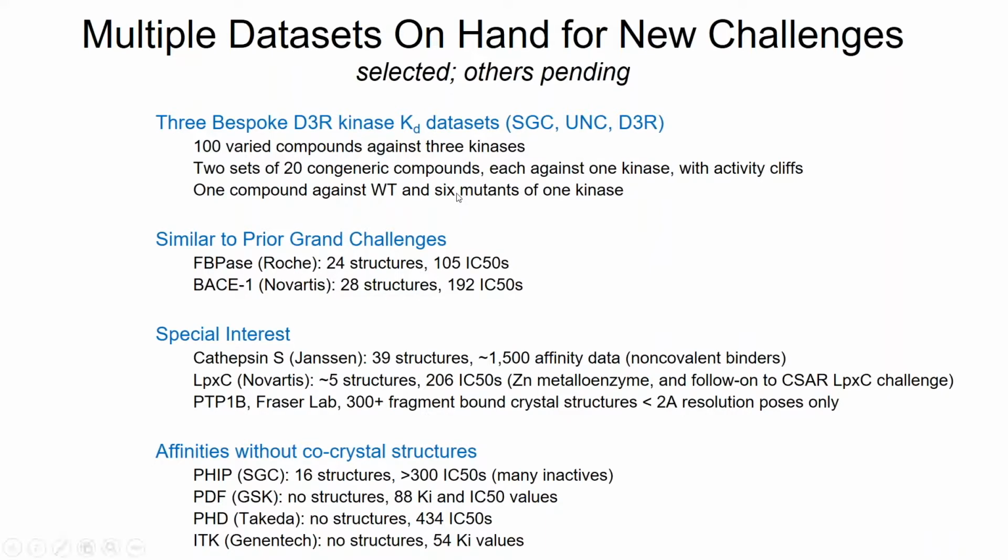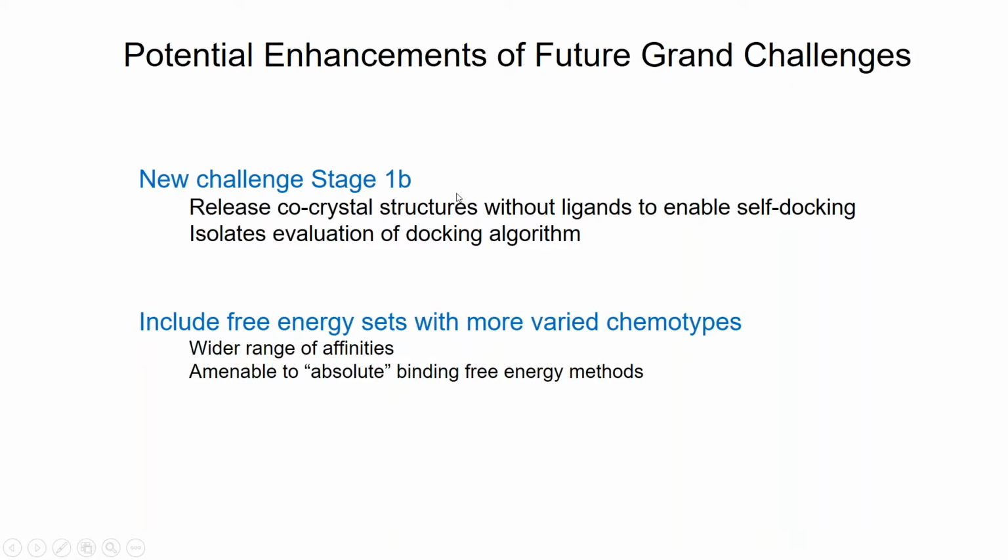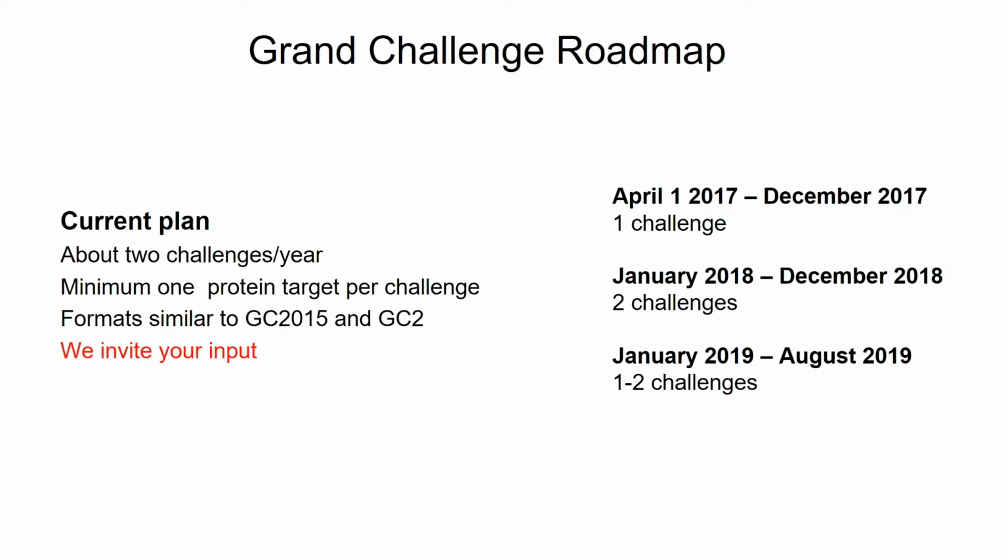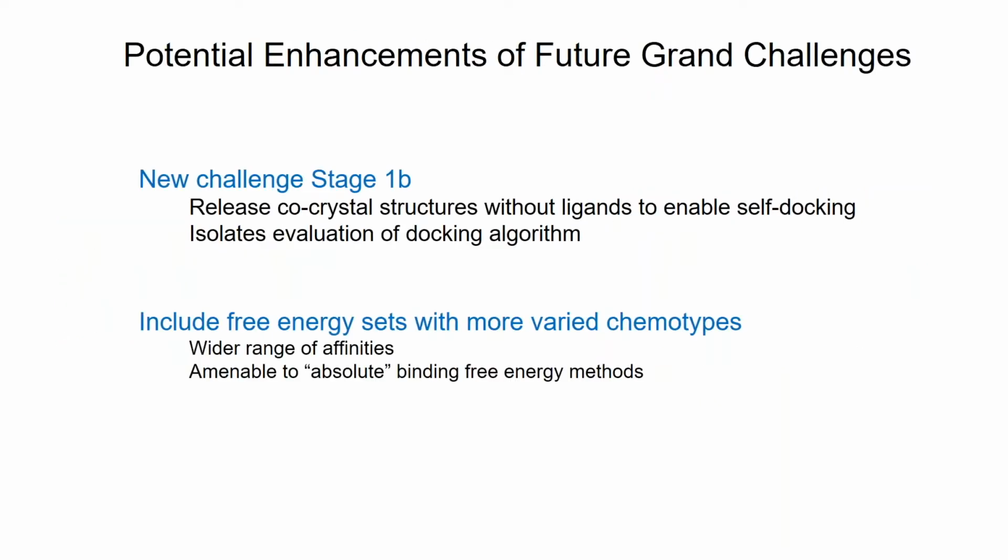So with these available, what we're contemplating is a roadmap of about 2 challenges per year with a minimum of 1 protein target per challenge, maybe 1 primary case and 1 secondary, with formats similar to what we've seen, and we appreciate your input on whether that's a good way to go. And so that would be a challenge coming up this year, 2 more next year, and 1 to 2 in 2019.